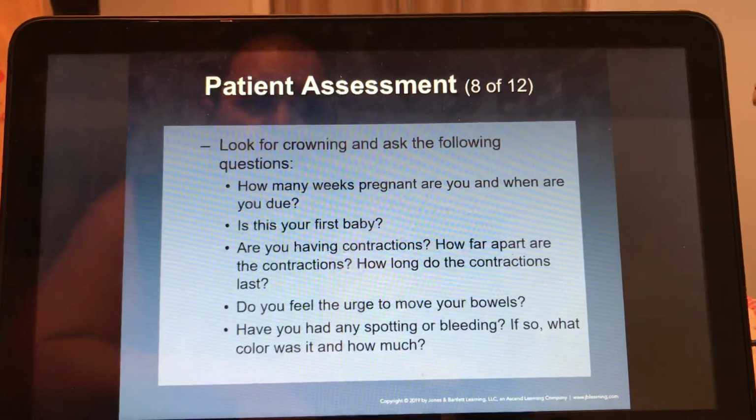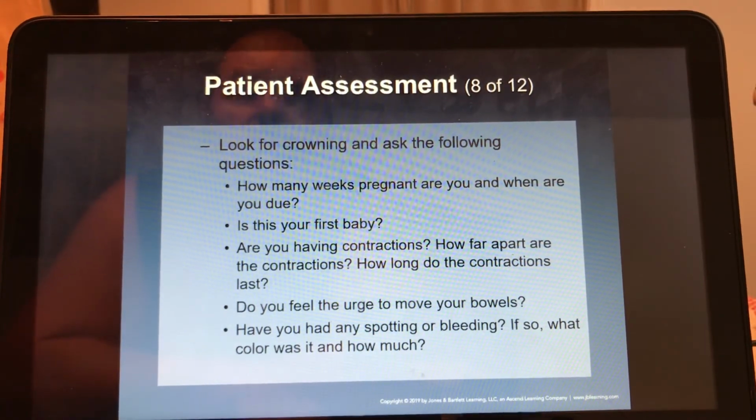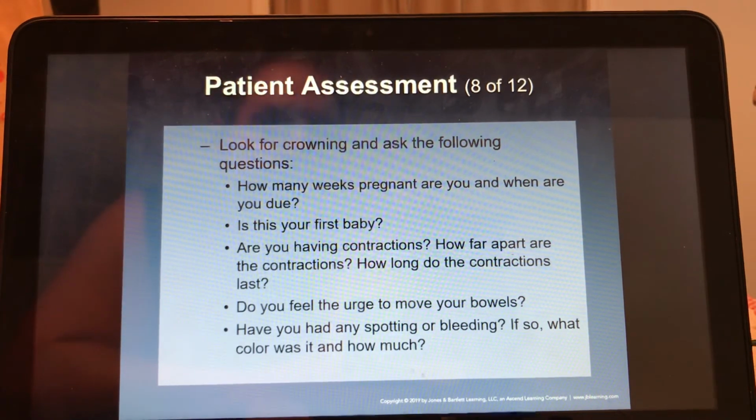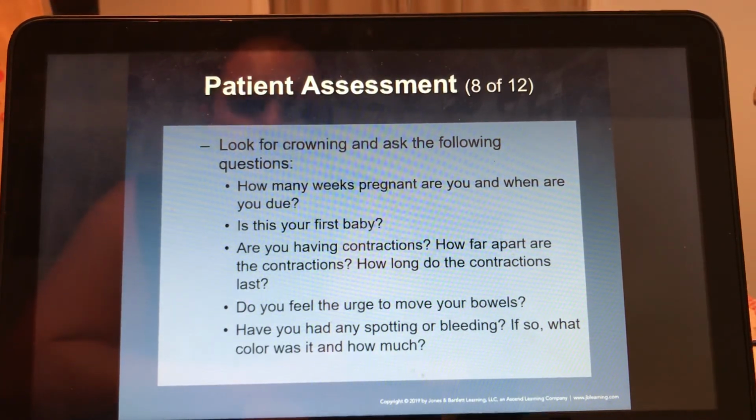Contractions. Are you experiencing contractions? All right. How far apart are they? Okay, if they're 2 minutes or less, that's an imminent sign delivery is happening. How long does the contraction last? She might be like, oh, it's only about 5 or 10 seconds. If it's 30 seconds to a minute, again, even if they're 3 or 4 minutes apart, delivery is probably imminent. Again, do you feel the urge to move your bowels? Do you feel like you have to defecate?